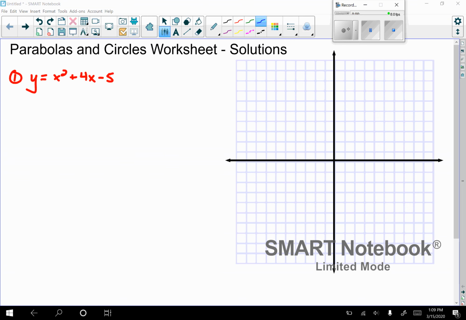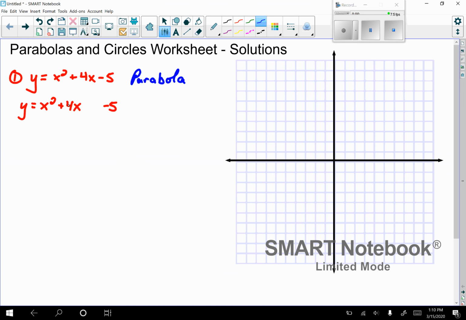So for number 1 here, this is a parabola. If you notice, we only see an x squared, not both an x squared and a y squared. Notice the leading coefficient is a 1, so there's no need to divide by anything or factor anything out. As we did in class, I'm going to leave the -5 on the same side for right now. But I am going to leave a little bit of a space after the 4x. And this is where we want to complete the square.